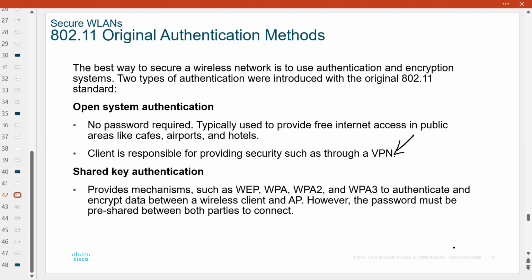Shared key authentication provides mechanisms such as WEP, WPA, WPA2, WPA3 to authenticate and encrypt data between the client and the access point. However, the password must be pre-shared between both parties. So this is another way of authentication where there is a password.